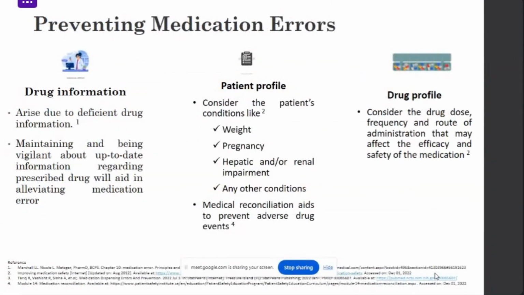So how can we prevent medication error? Providing the right drug information is very crucial, because when a new drug comes into the market, the first thing the companies will be going to the physicians and showing what is the information of the drug. That is where you need to have clarity on what the drug will act on, how it will act on, and what is the potential effect of this drug.